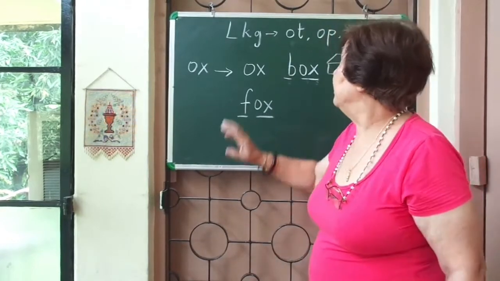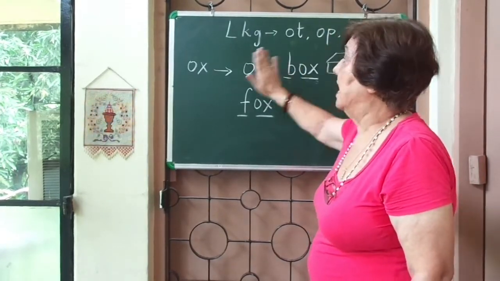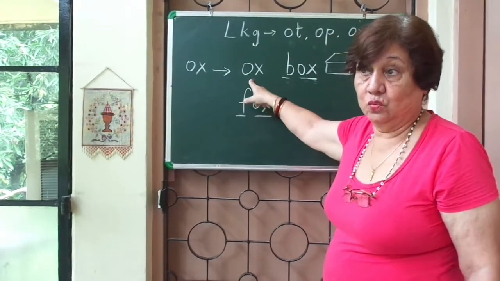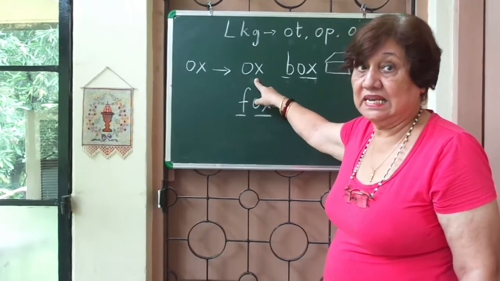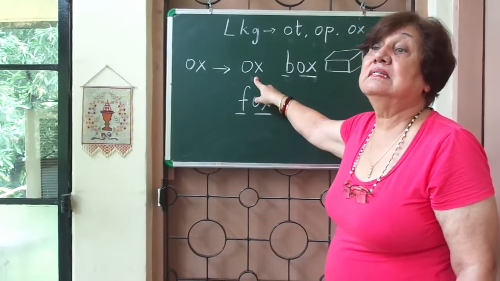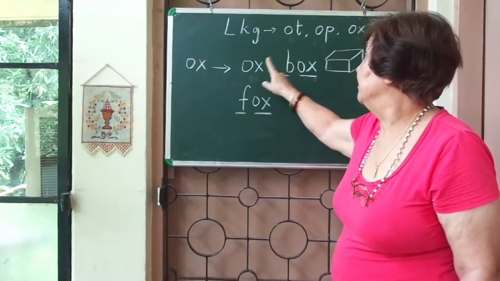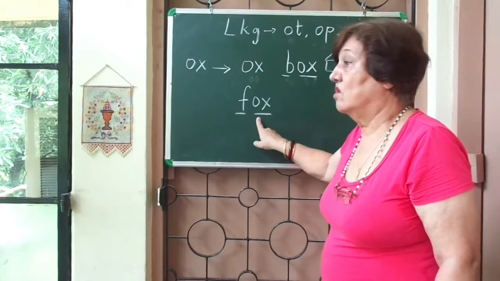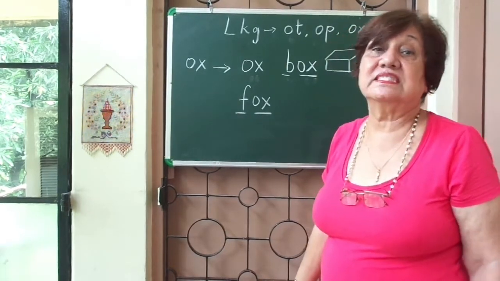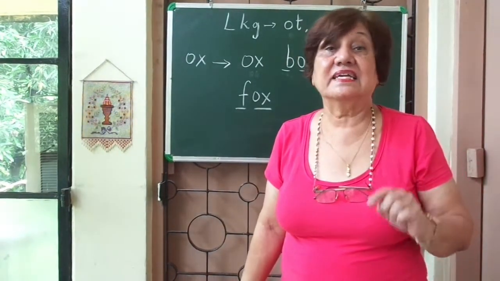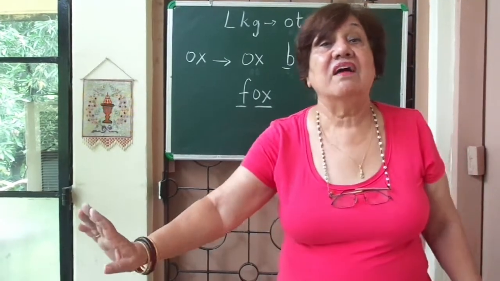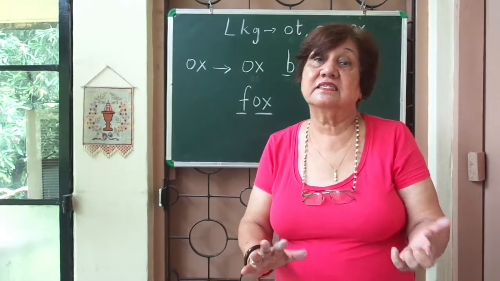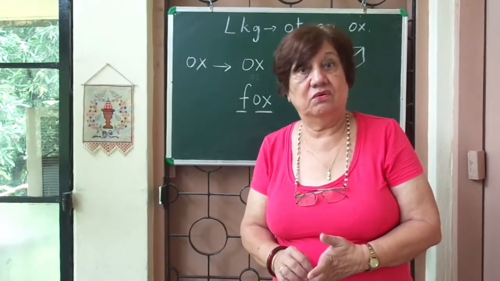So children, we've learned OT, OP, and now we've learned OX words. The first one was ox. I told you what is an ox. It's an animal that looks like a cow, and it is a male cow. Okay? Then box, and fox also is an animal that you see in the jungle, and it looks like a dog. Now, after this, I'm going to explain to you the phonetic sound of the first letter, middle letter, and the last letter.